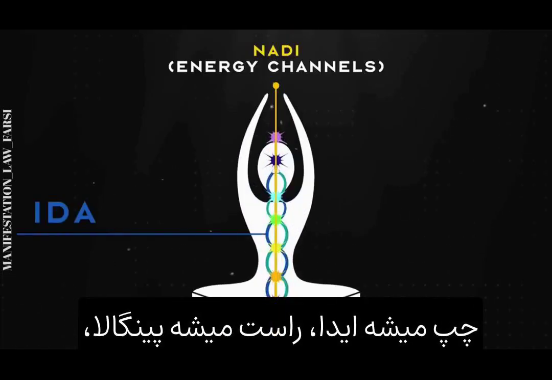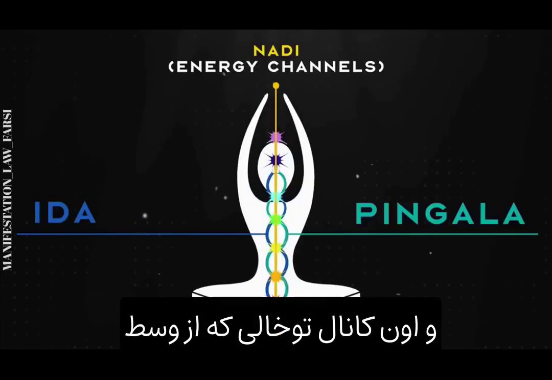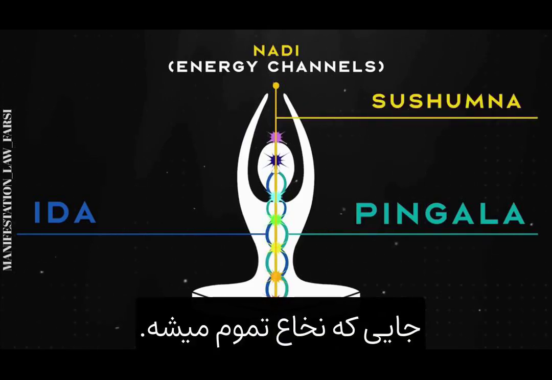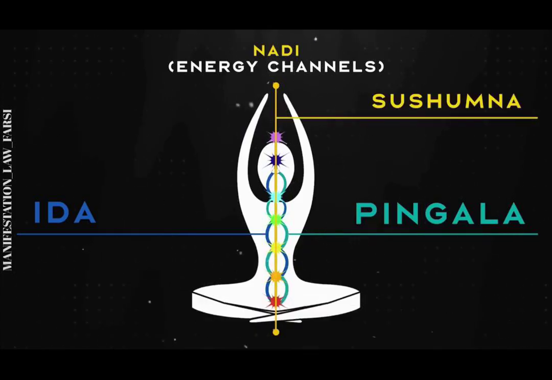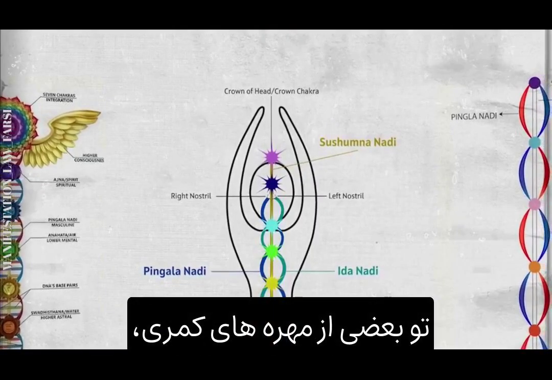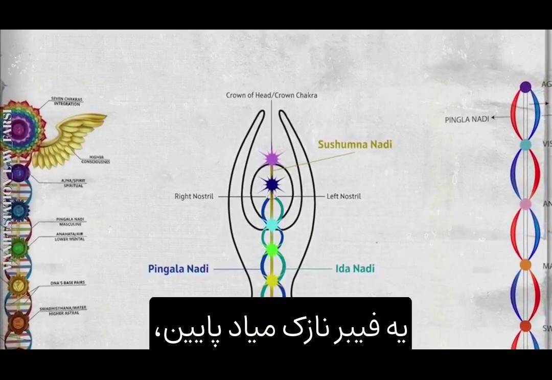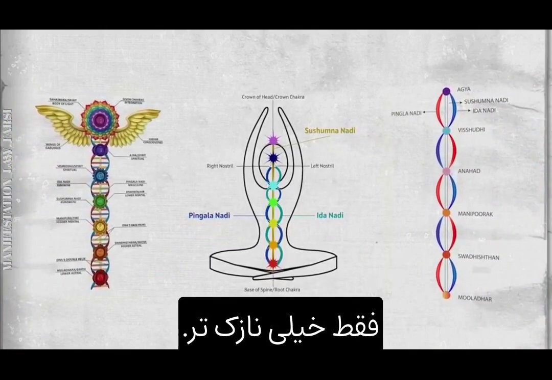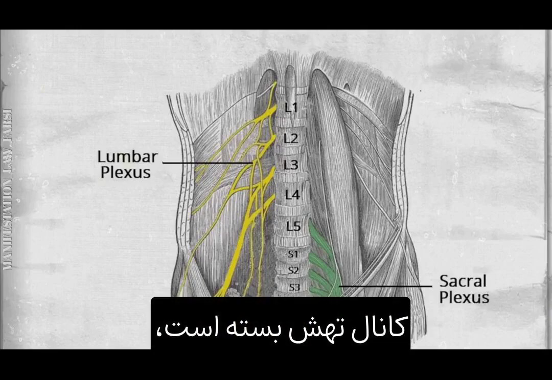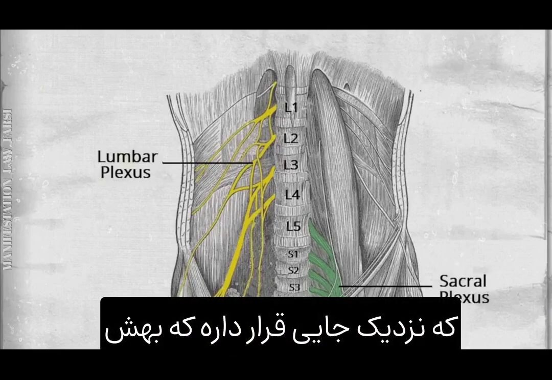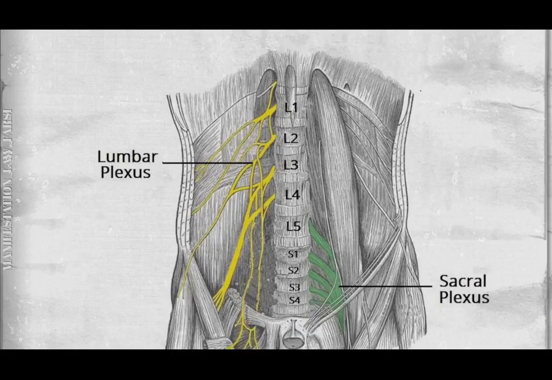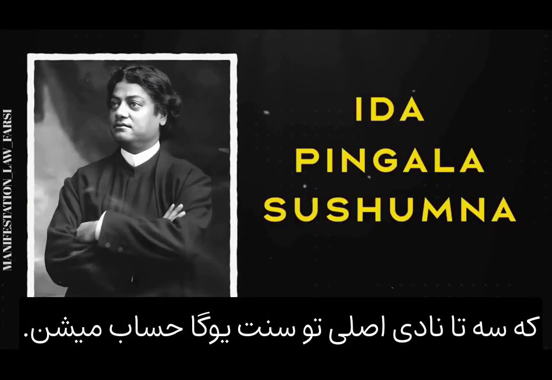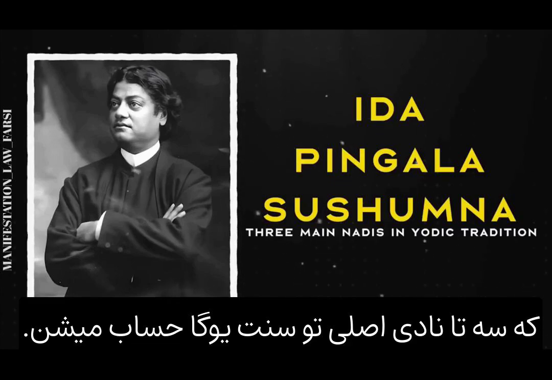The left is the Ida, the right Pingala, and that hollow canal which runs through the center of the spinal cord is the Sushumna, where the spinal cord ends. In some of the lumbar vertebrae, a fine fiber issues downward, and the canal runs up, even within that fiber, only much finer. The canal is closed at the lower end, which is situated near what is called the sacral plexus. Vivekananda mentions the Ida, Pingala, and Sushumna, which are considered the three main nadis in yogic tradition.